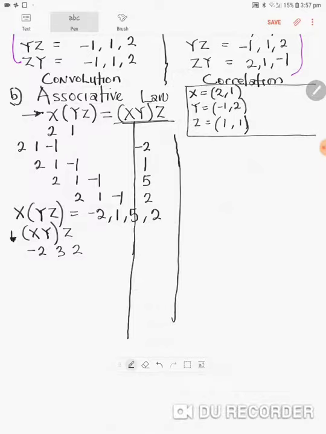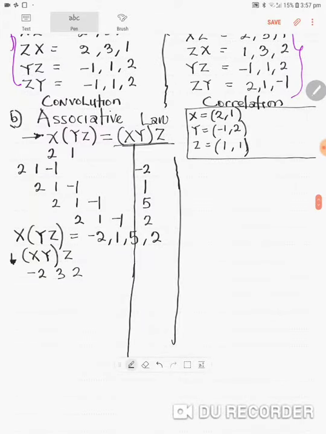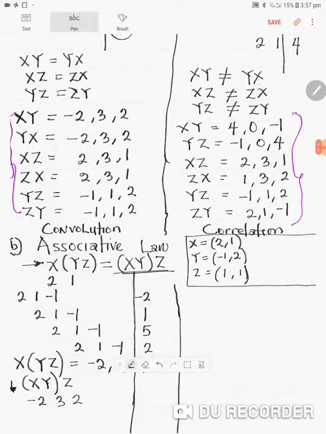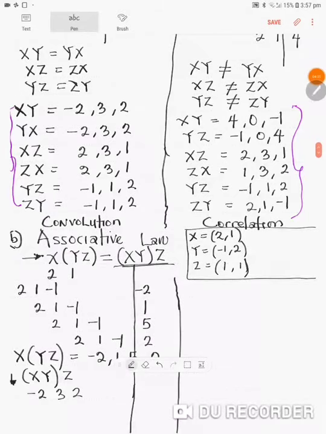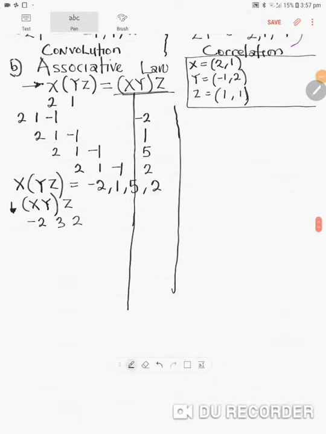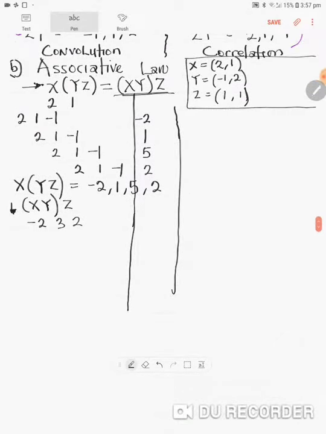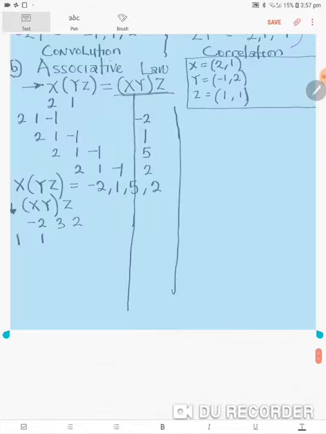So this is xy, minus 2 3 2, and we got xy from what we had before. So we're going to come down and we're looking for z. So z is 1 1. Don't forget, we have to time reverse, but because it's 1 1, it doesn't really matter, so put 1 1. So solve minus 2 times 1, that's minus 2.